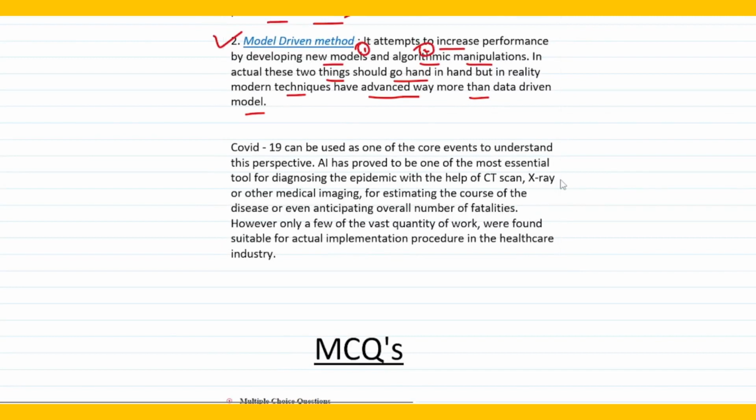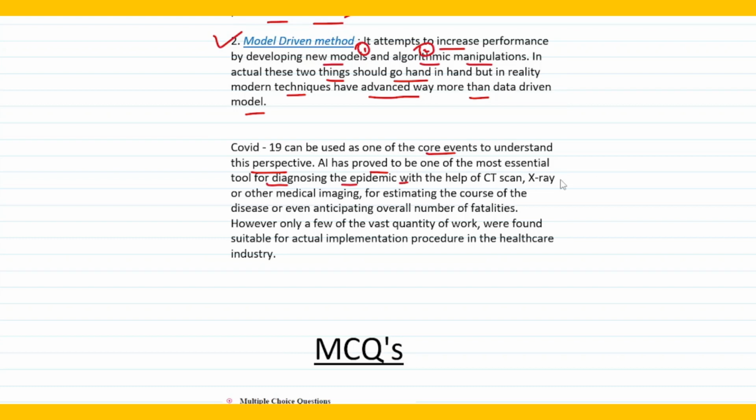The best example can be that of COVID-19. See, in COVID-19, what happened is, it was used as one of the core events to understand this perspective, the usage of the above. Now, artificial intelligence has proved to be one of the most essential tools for diagnosing the epidemic with the help of what?